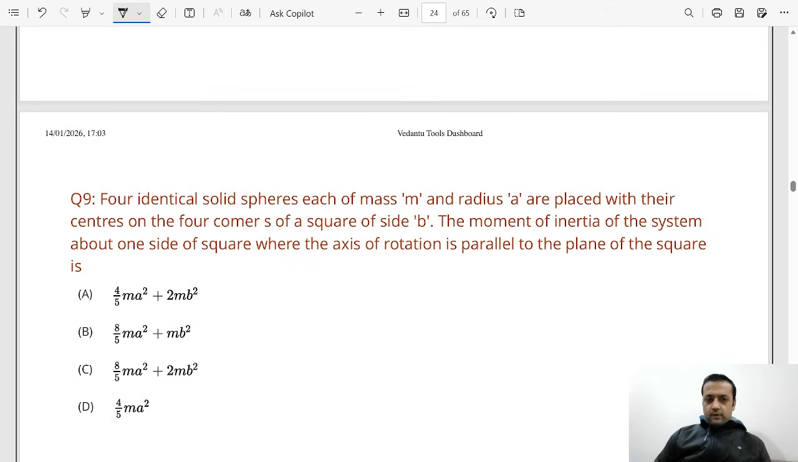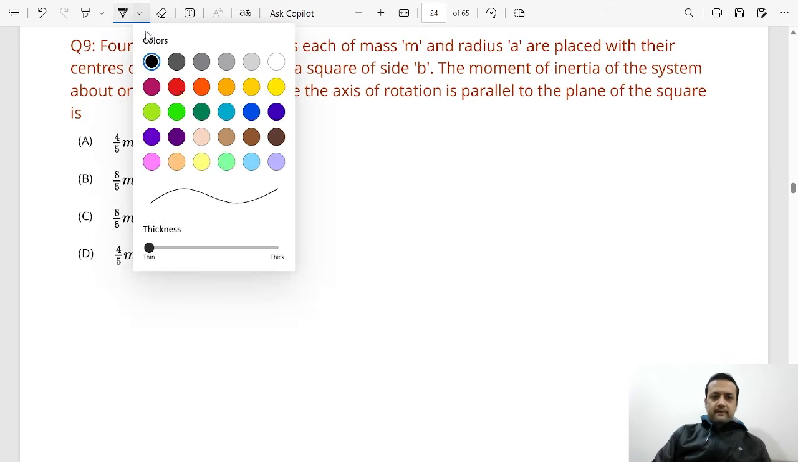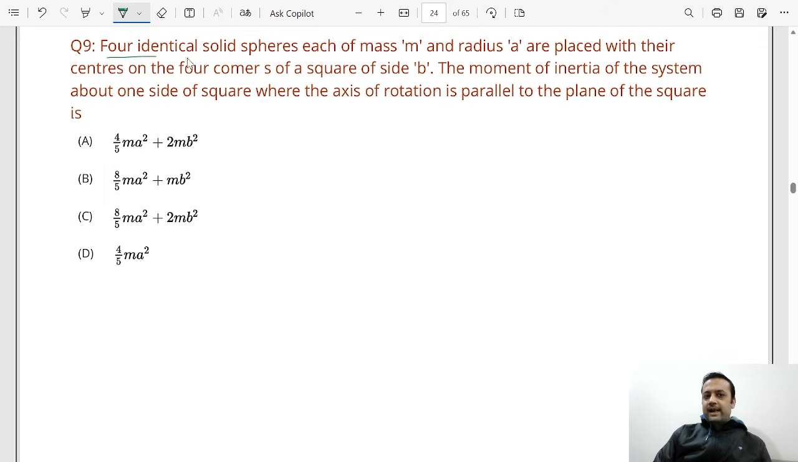Then the moment of inertia question. I think most of you should have done this, very easy one. Four identical solid spheres, each of mass m and radius a, are placed with their centers on the four corners of a square of side b. The moment of inertia of the system about one side of the square, where the axis of rotation is parallel to the plane of the square, is?